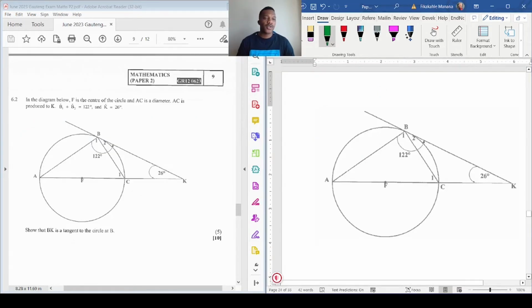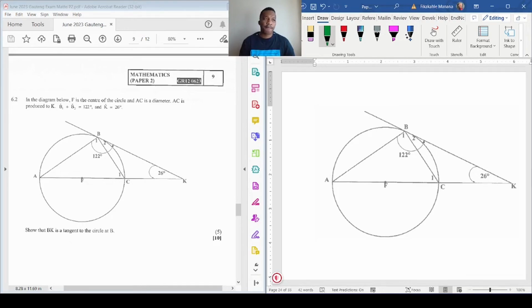Okay, we're in 6.2 now. It says in the diagram below, F is the center of the circle. Where's F? There it is. And AC is a diameter. Cool. AC produced to K, that means produce means it's a straight line, 180 degrees at C. B1 plus B2 equals 122, and K is 26. So they say show that BK is a tangent to the circle.